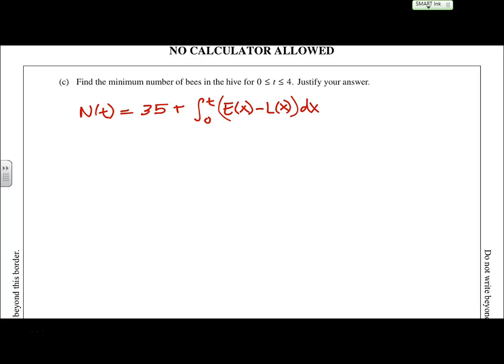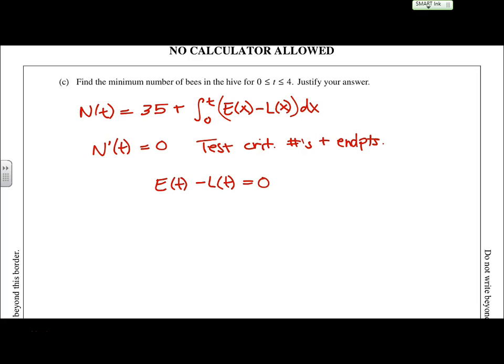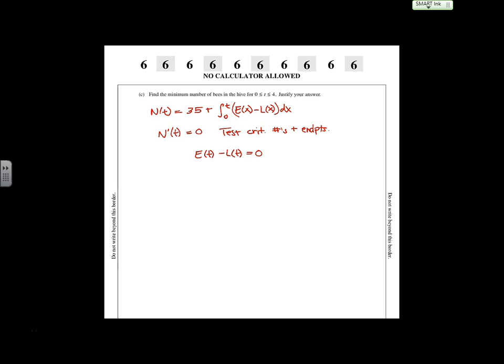So that's the expression of how many bees. Then you can define N prime, set it equal to 0 or does not exist, though there's nothing that can be undefined for the number of bees. Then test critical numbers and endpoints. Once you get that and differentiate it, you get down to the function negative 3t squared plus 18t minus 15. And that's after plugging in E and L.